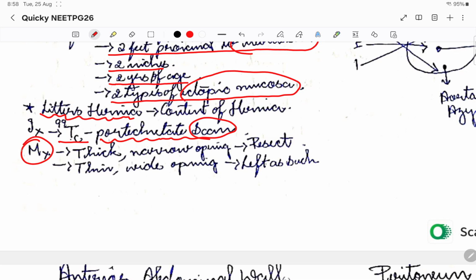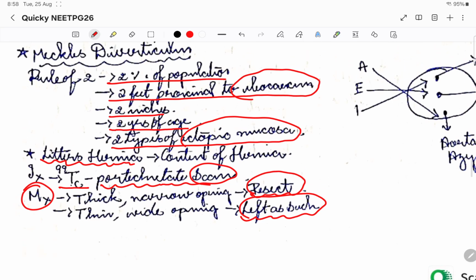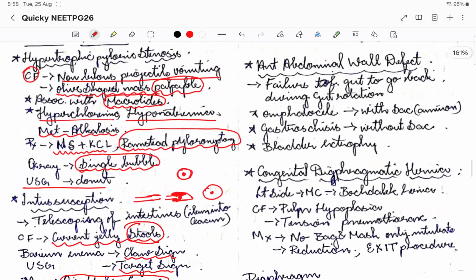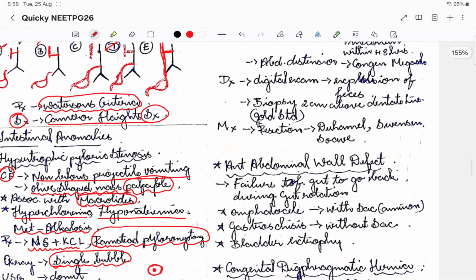Then coming to management, if it is thick with a narrow opening, then we are going to resect it. If there is a thin and wide opening, we are going to leave it as such. We look at the Meckel's diverticulum: if it is thick and narrow, that is when we will resect, or else if it is thin with a wide opening, we will leave it as such. So this is with respect to Meckel's diverticulum.